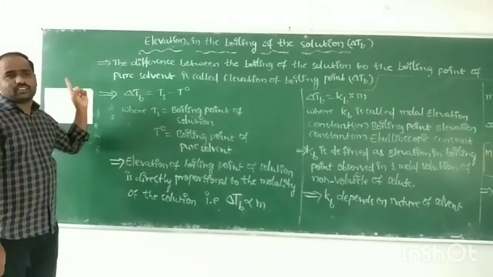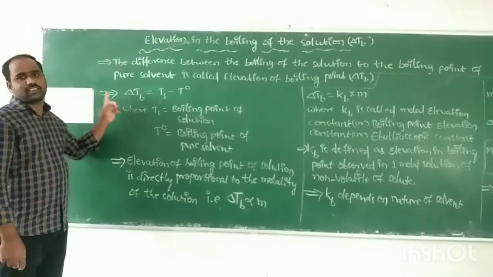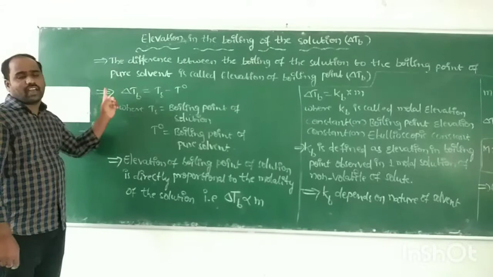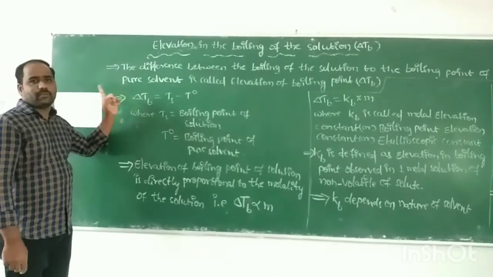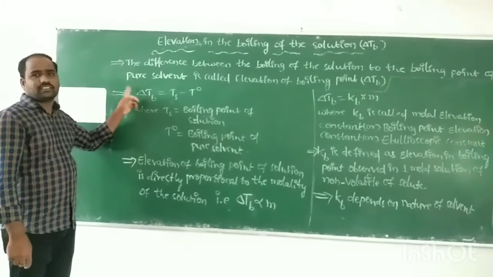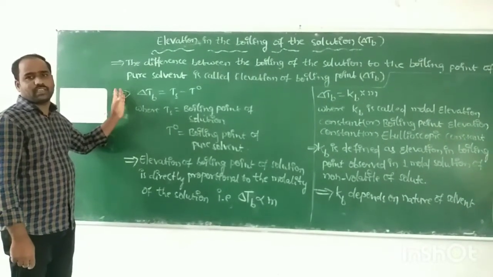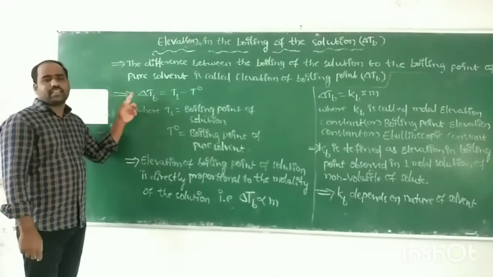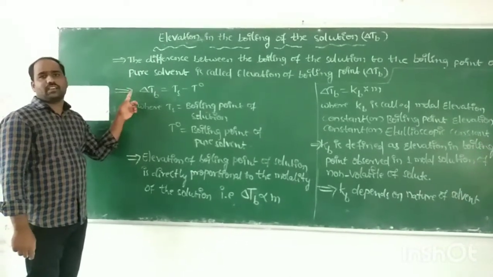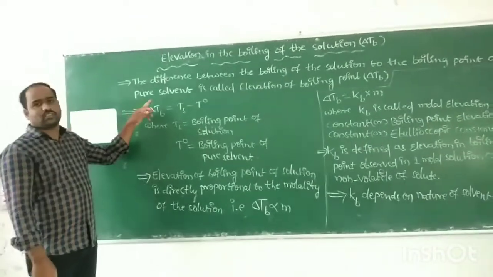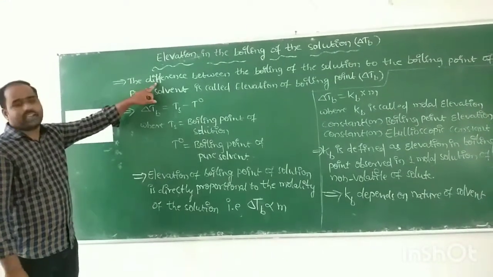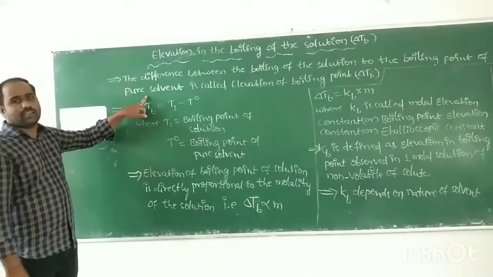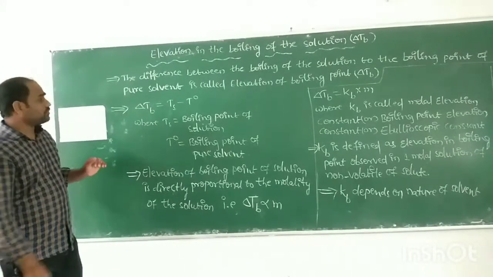Listen students, the solution boiling point is always greater than that of the pure solvent. When a non-volatile solute is dissolved in the pure solvent, the boiling point of the solution increases because the vapor pressure of the solution decreases. To increase the vapor pressure of that solution, we raise the temperature of that solution. That's why the boiling point of the solution increases. Then the boiling point of the solution is greater than the boiling point of the pure solvent.